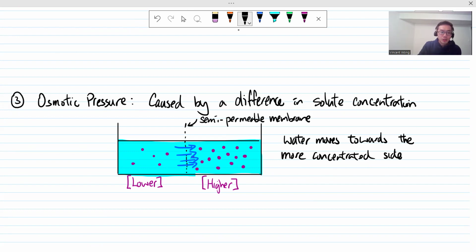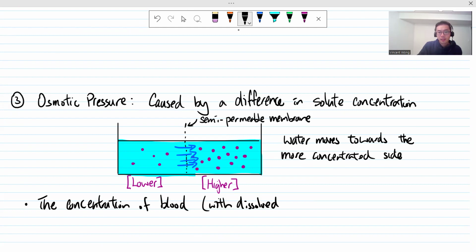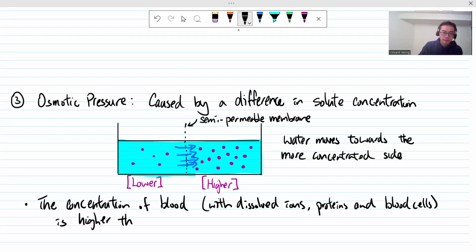Okay. So the concentration of blood, with dissolved ions, right, and proteins, and blood cells, is higher than the concentration of the surrounding tissue.